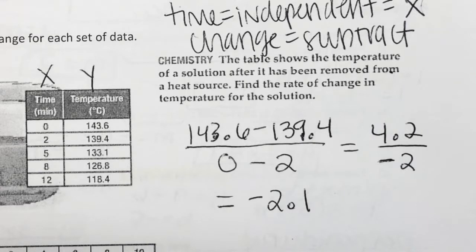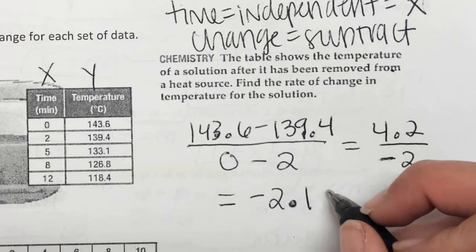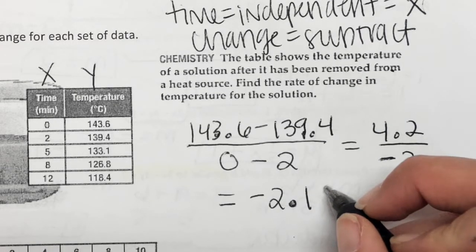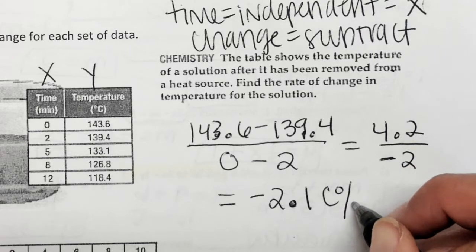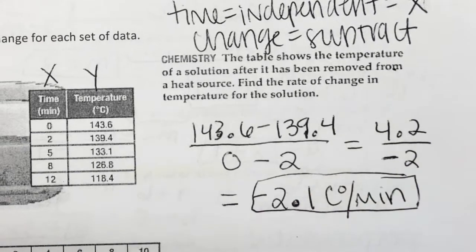Good. And with rate of change, I want you to put your units of measure. So what was our y value? What measure is that? Celsius. Good. So Celsius per what? Minute. Good. And what does this negative indicate? Yeah, the temperature is dropping as time is increasing.